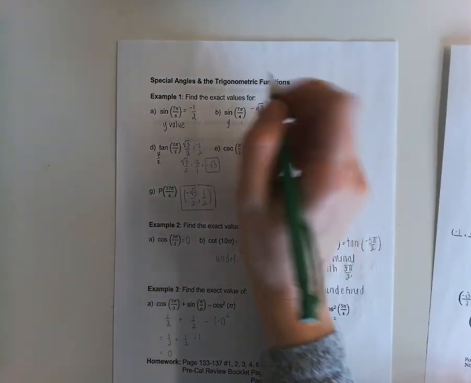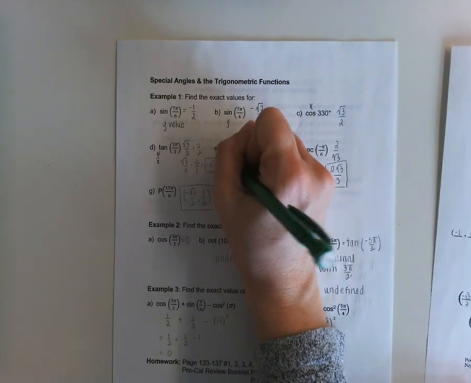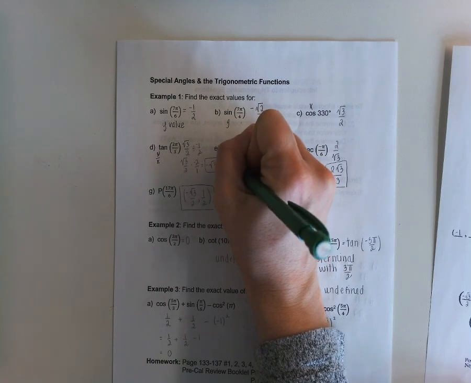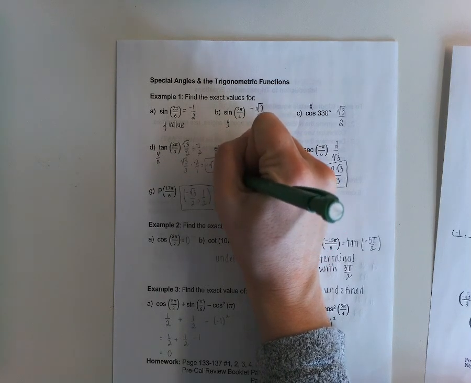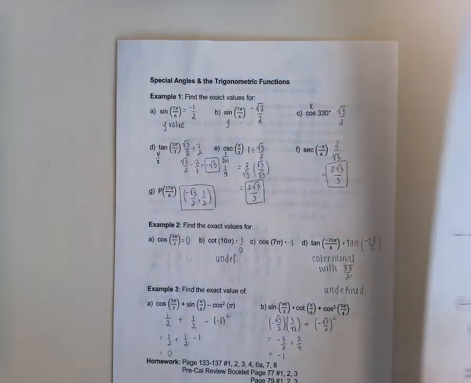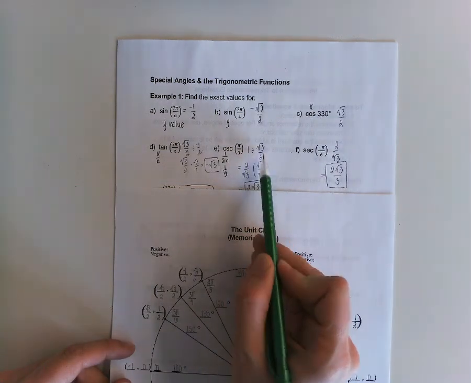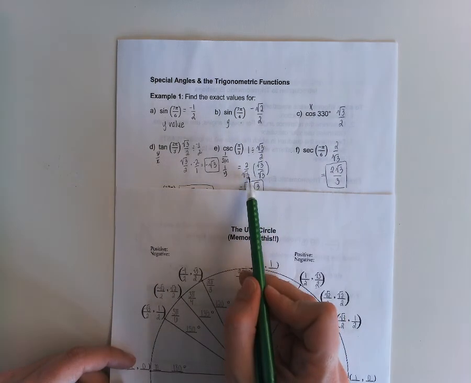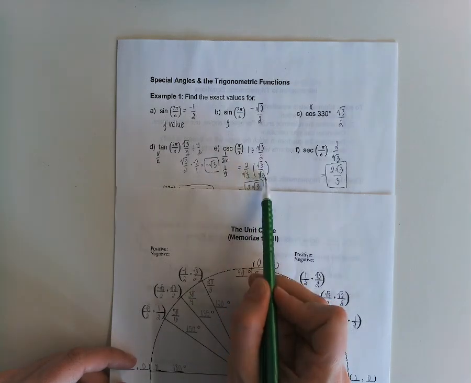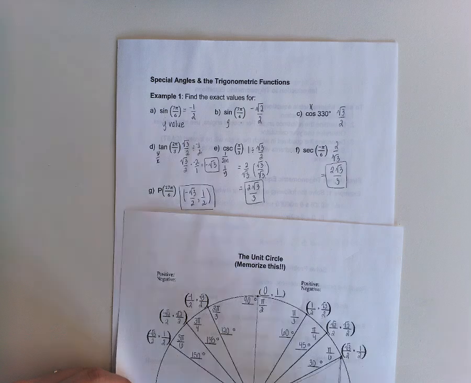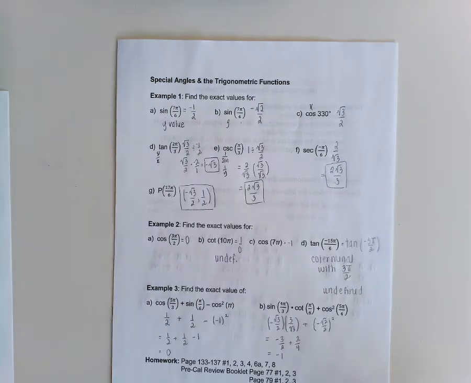Cosecant, remember cosecant is equal to 1 over sine, which is 1 over y. So on your unit circle at pi by 3, the y value is root 3 over 2. So 1 over root 3 over 2 would be 2 over root 3, but then you're going to rationalize. So multiply by that denominator, and you get 2 root 3 over 3.